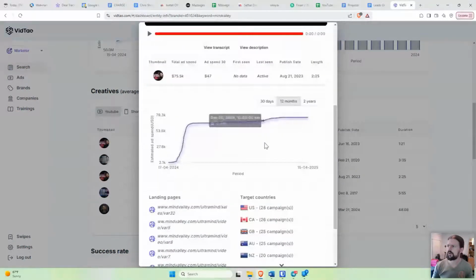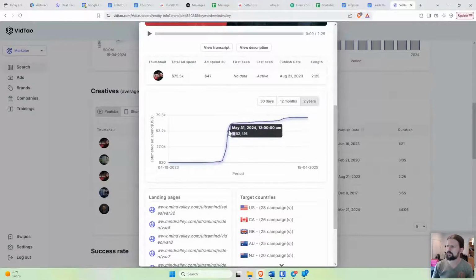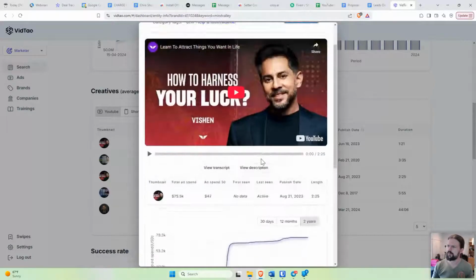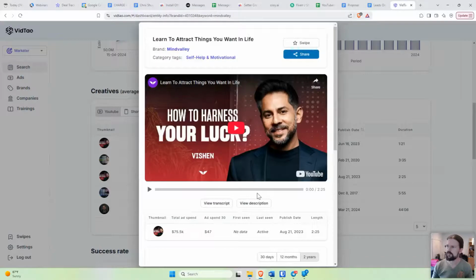So I see this big increase in spend, or if I go over 2 years, they barely ran it at all. Then they jacked it up for maybe 1 month, and then they stopped. So maybe it was working over that month. I mean, if they spent $75K, they probably got some results from it. But then they decided that it's not working that well, at least compared to the other ads that they're running.